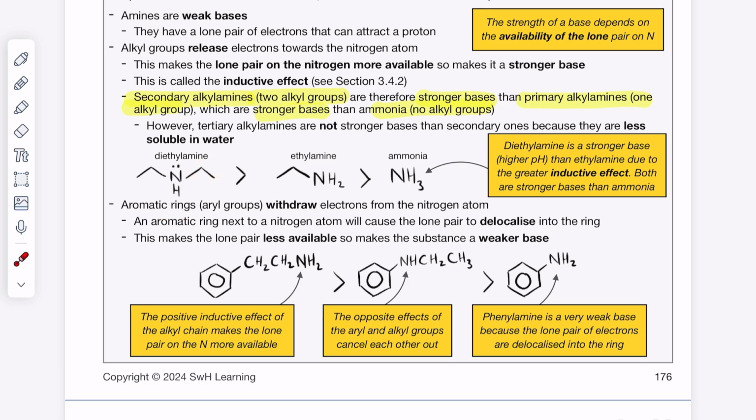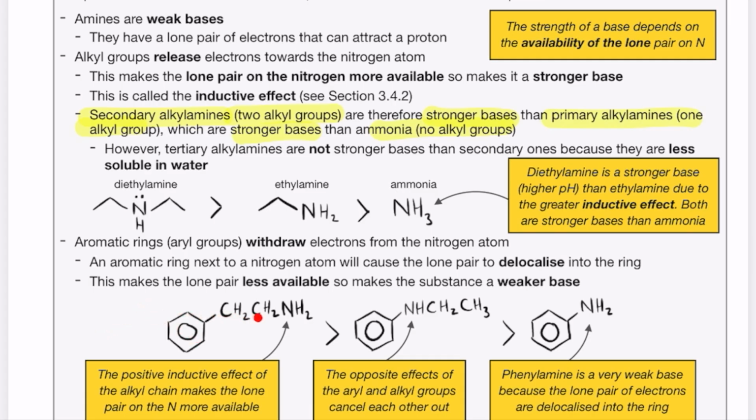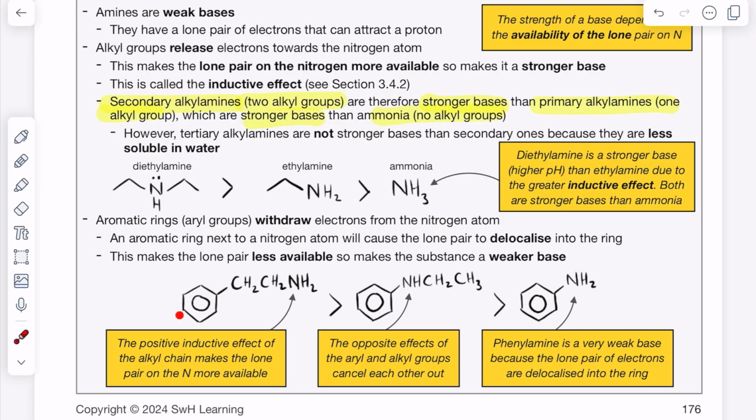The aromatic rings, the aryl groups, withdraw electrons from the nitrogen atom. An aromatic ring next to a nitrogen atom will cause the lone pair to delocalize into the ring. What this does is it makes the lone pair less available, so it makes the substance a weaker base. And if we look at these various structures, we know that we're having a positive inductive effect here with our primary amine due to the presence of that carbon-hydrogen chain, making the lone pair on the nitrogen more available.